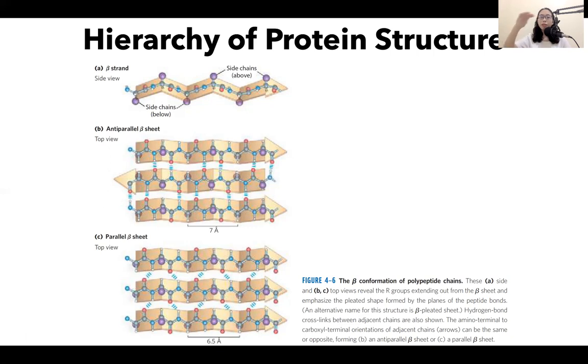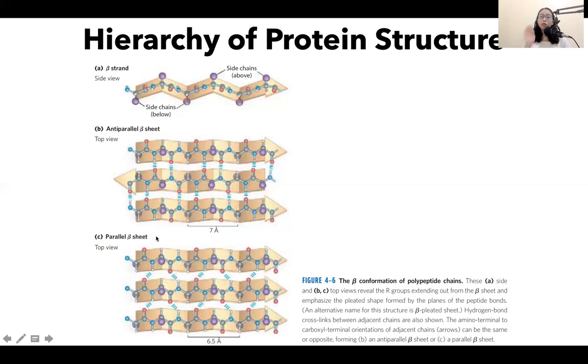Now, if you have several sequences that form beta strands, then you can form what we call an antiparallel beta sheet. So it means that the direction of one strand is opposite the direction of the next strand, which is opposite the direction of the next strand, and so on. This direction refers to the N-terminal, C-terminal directionality.